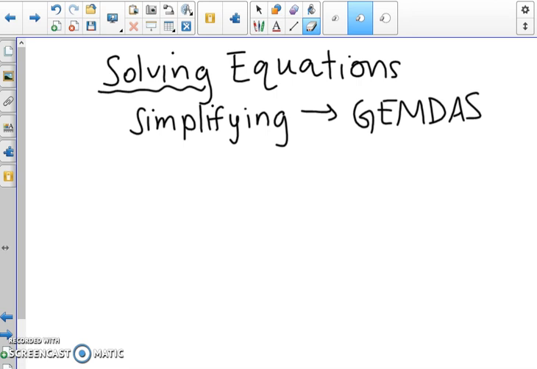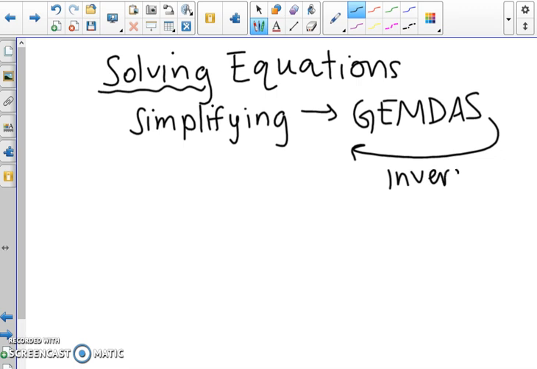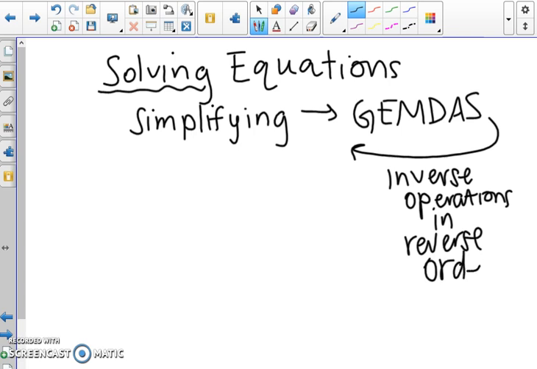So when we solve something, we're not going to do GEMDAS, we're going to actually do things in the reverse order. So inverse operations in reverse order. So we'll see some examples of what I mean by that. So let's take our first example here.